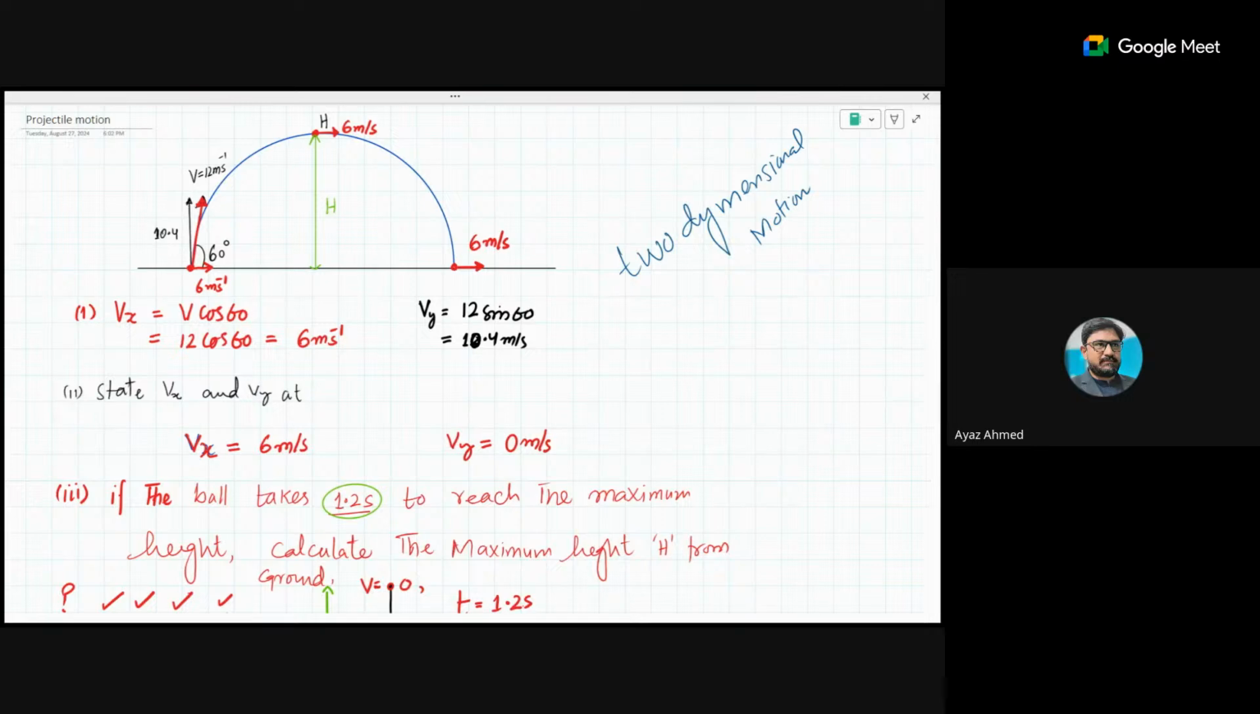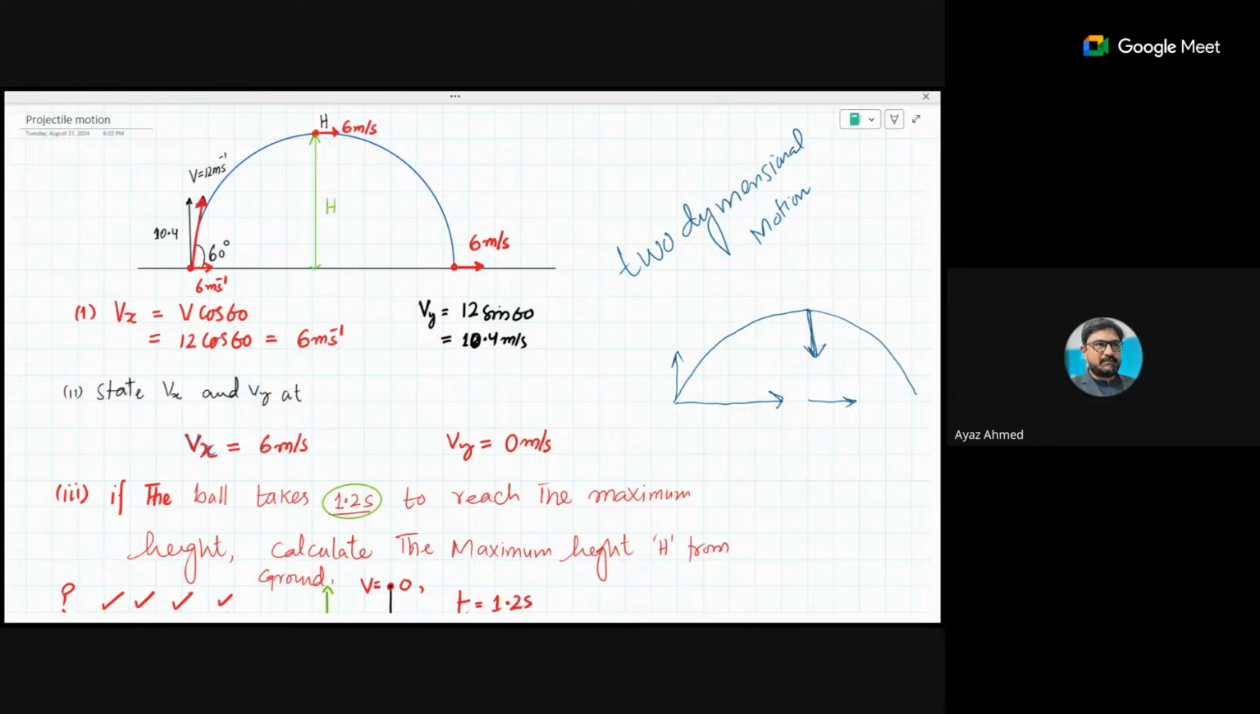So forward, yes. Once you throw a ball in the upward direction, in this way, it is moving upward as well as moving forward. But when the ball comes down, it is still moving forward, but it is moving downward. So that is why it is called two-dimensional motion.